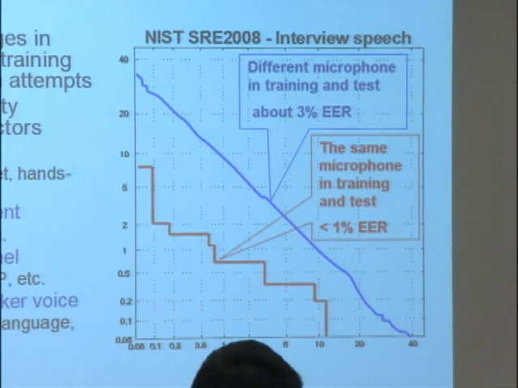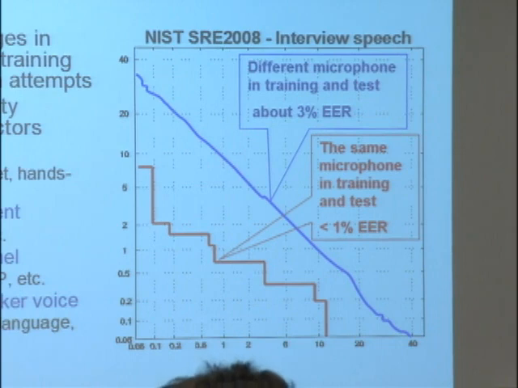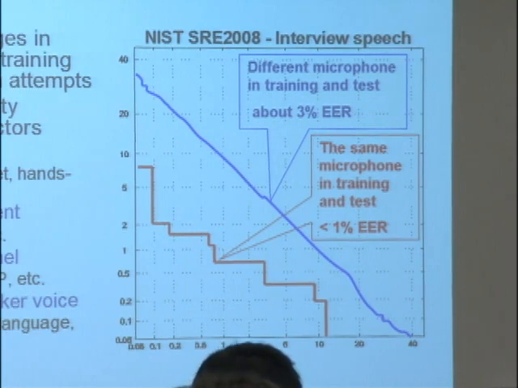training and test segments were always recorded over the same microphone, and how much worse it gets if you consider different microphones for training and testing. Basically, you can see 3 times worse performance if you consider different microphones. And this is only the microphone difference. And of course, there are other factors that degrade the performance.